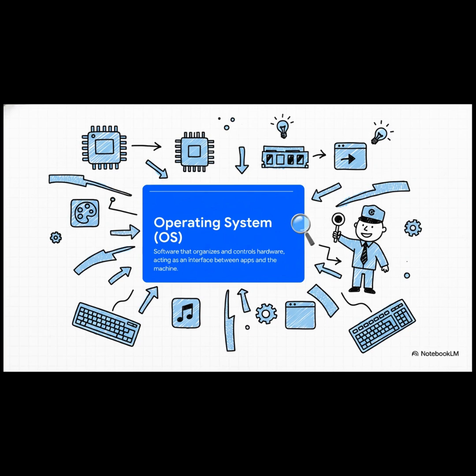So what exactly is an OS? Think of it as the foundational software that runs the whole show. It's like the air traffic controller for all your computer's resources, the CPU, the memory, even your mouse clicks. It's that super important middleman between the apps you use and the actual physical machine.